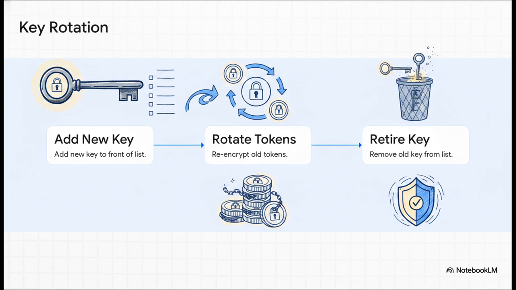MultiFernet actually decrypts them using the old keys in the list and immediately re-encrypts them with the primary new key. Finally, once everything is rotated, you just retire that old key. It's a remarkably seamless way to limit damage and maintain a secure vault over time.